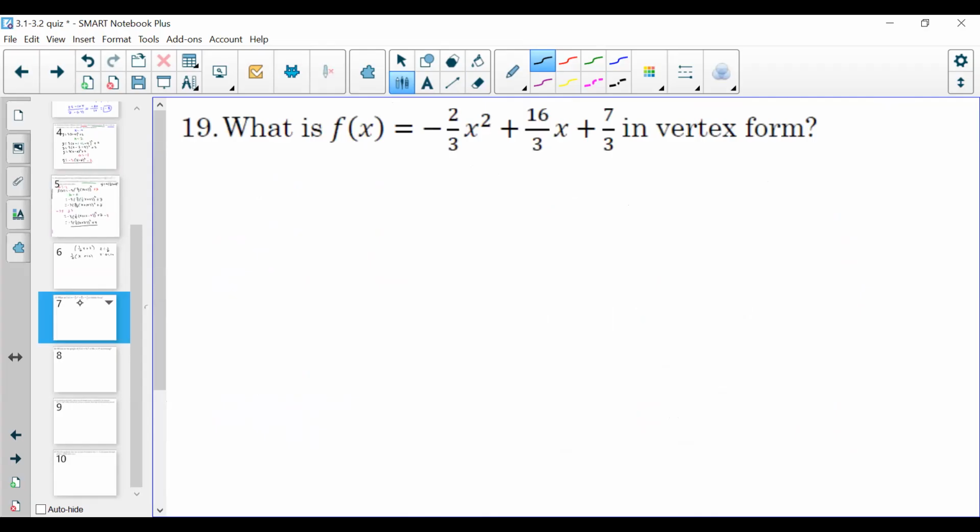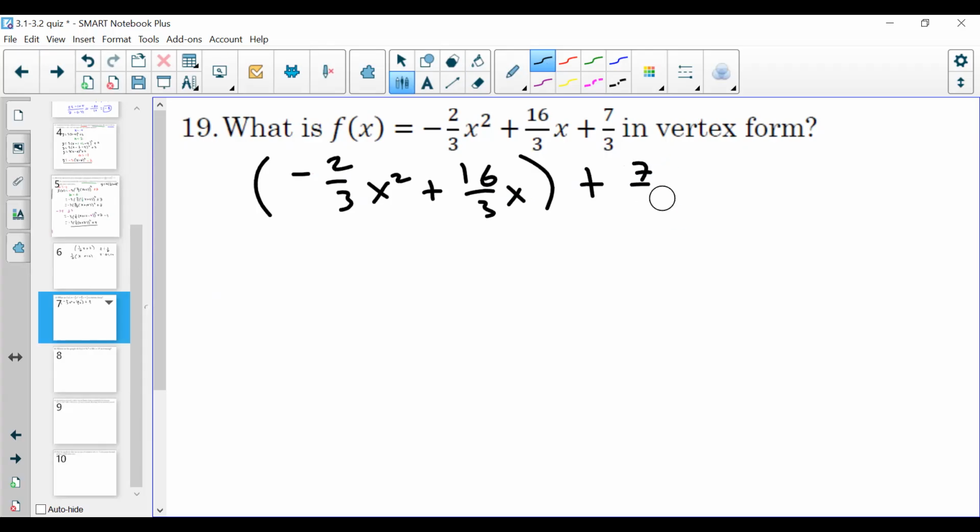So 19, what is f of x in vertex form? For this one, I want to complete the square. To complete the square, guys, keep it down. You want to isolate the first 2 terms first. That should always be your first step. So isolate the first 2 terms.